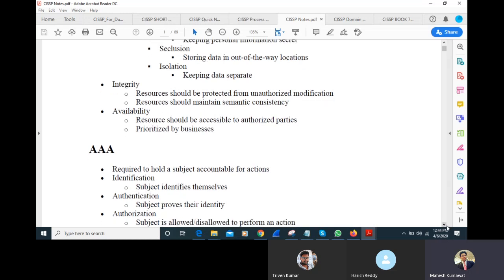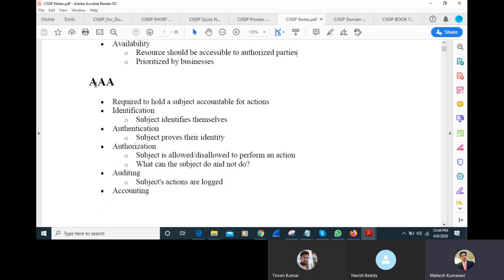Okay, great. So we understand the CIA, and then there is another term, triple A. Triple A basically stands for identification, authentication, and authorization, with accounting. So I is equal to identification, which is required to hold a subject accountable for actions. Identification means the subject identifies themselves. The subject is the user, who identifies themselves.